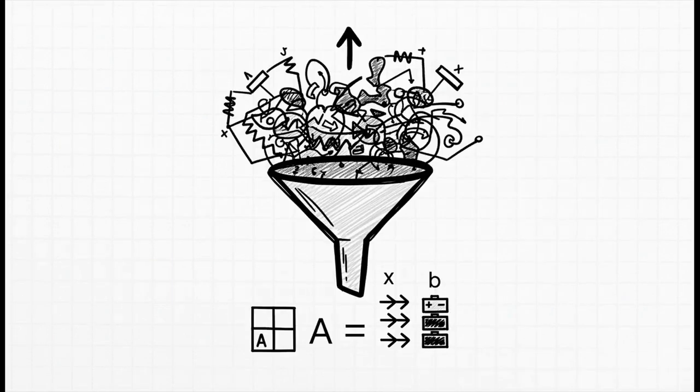And that leads us to this, the most beautiful, elegant way to write it all down. A times X equals B. That's it. Our whole tangled circuit boiled down to 3 letters. The matrix A has all the circuit's properties, X is the currents we want to find, and B is the voltage we're putting in. So simple, right?